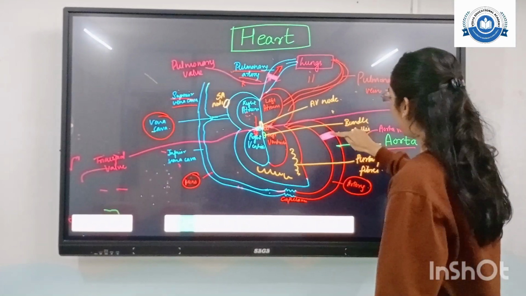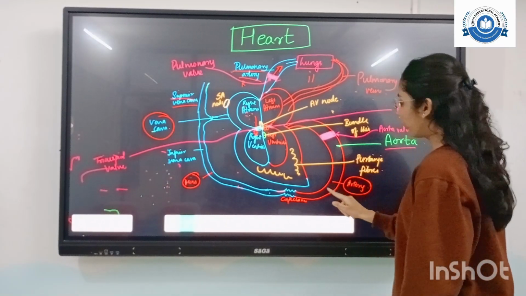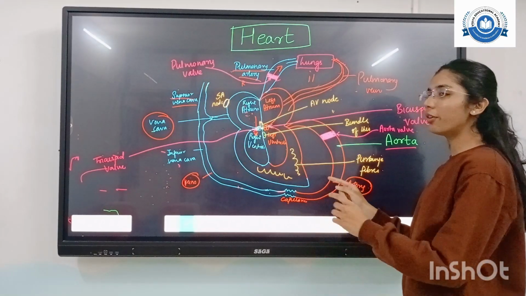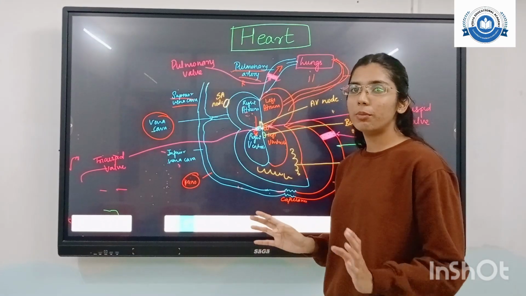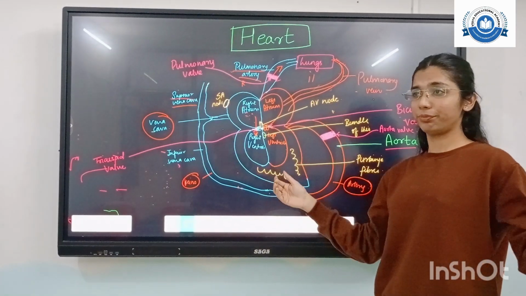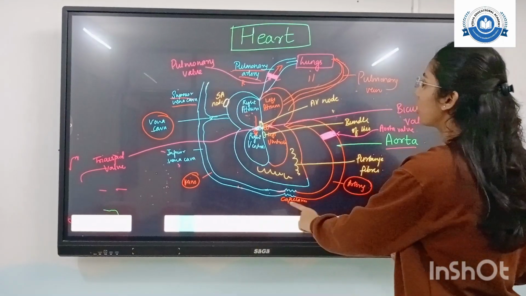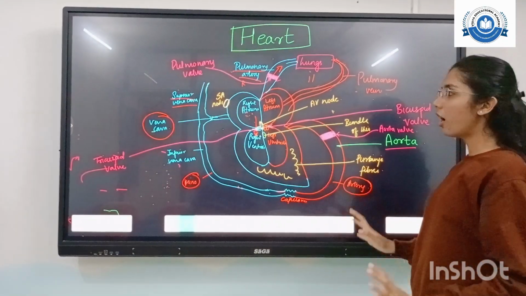So now the blood has gone through this aorta, then it joined with the capillaries and it reaches every part of the body. So the oxygenated blood reached every part of our body. So this is the function of our heart.